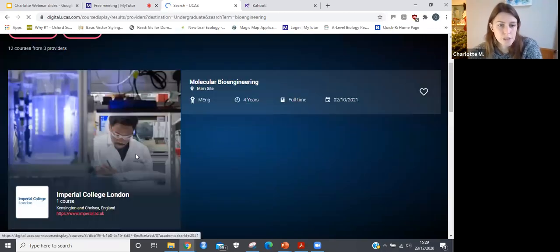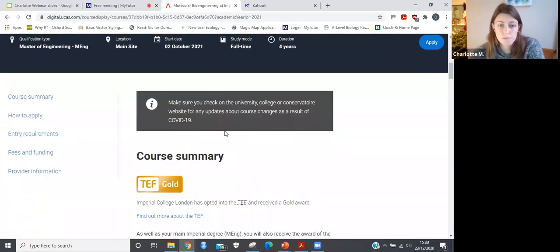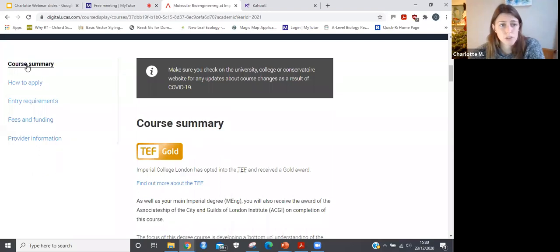There we go. So we can see that Imperial College London does a molecular bioengineering course. It's a Masters of Engineering course, takes 4 years. And if we click on it, we can scroll down. It's got a good summary of the course, how to apply, entry requirements, fees and funding, and provider information.